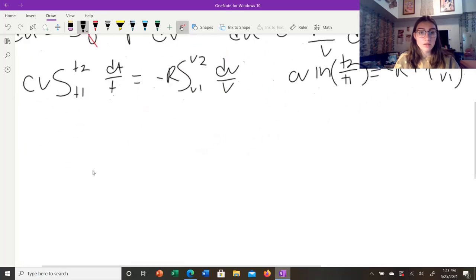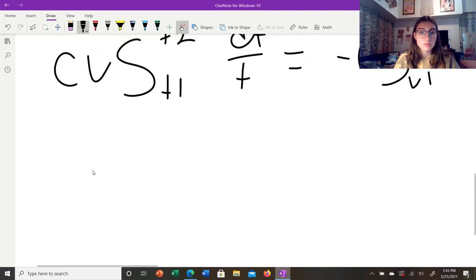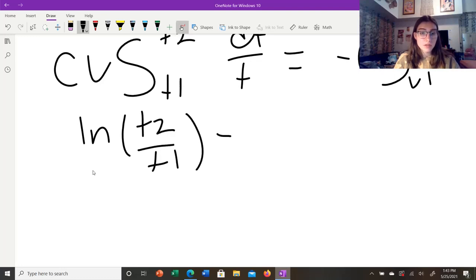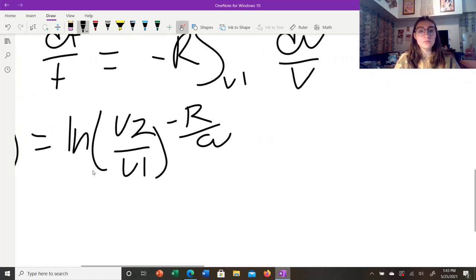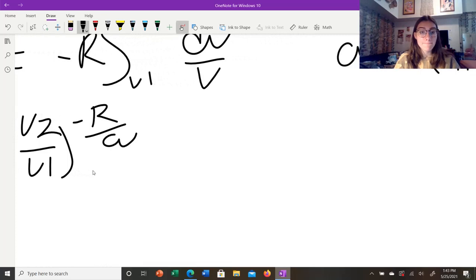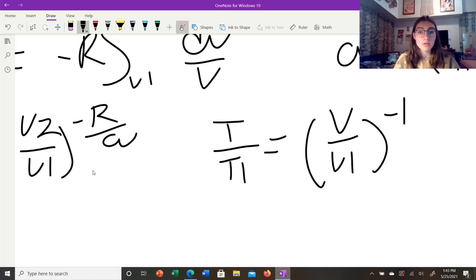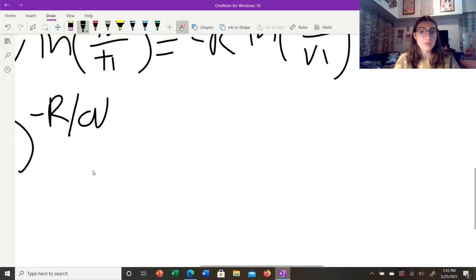Get all my work together. So we're going to write it as the natural log of T2 over T1 equals the natural log of V2 over V1, and this is to the power of negative R over CV. I'm going to keep going, just trying to get T by itself. So we're getting a little closer: T over T1 equals V over V1 to the negative R over CV, so we got rid of the natural logs.